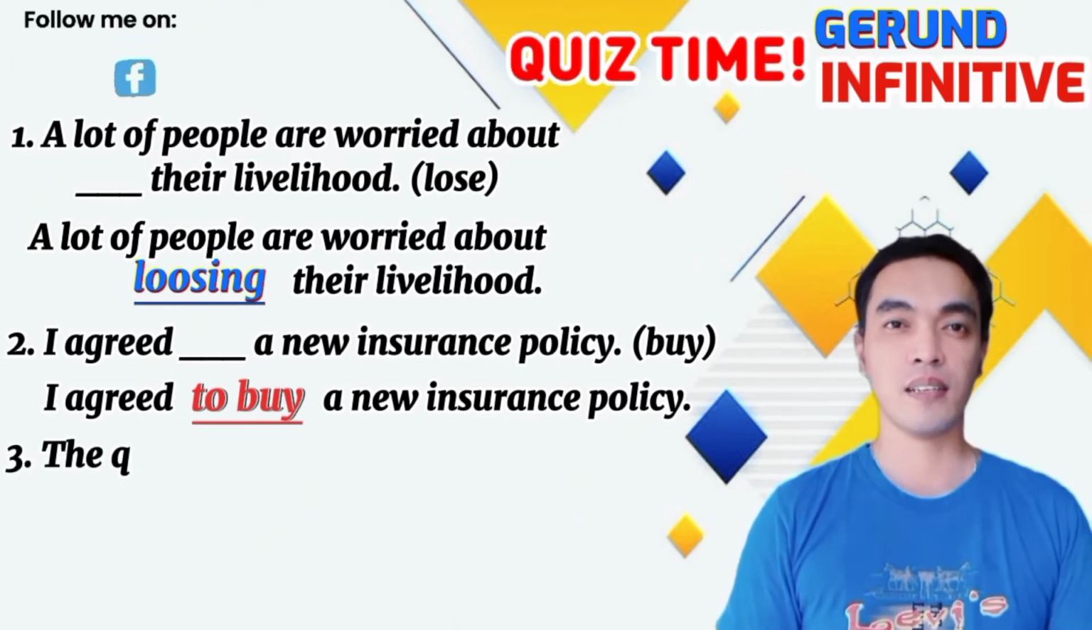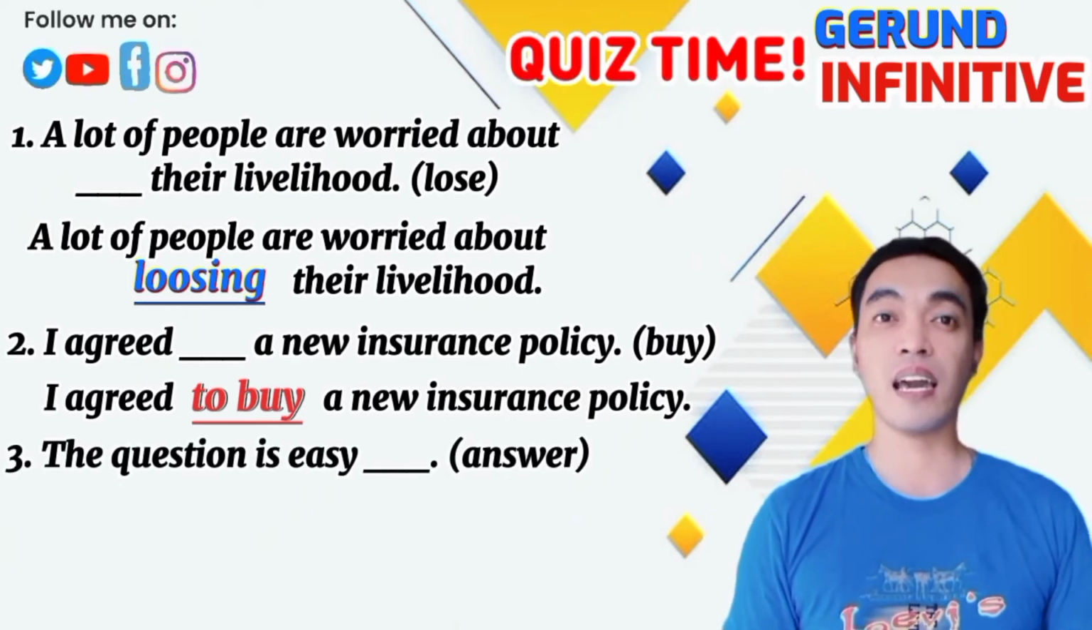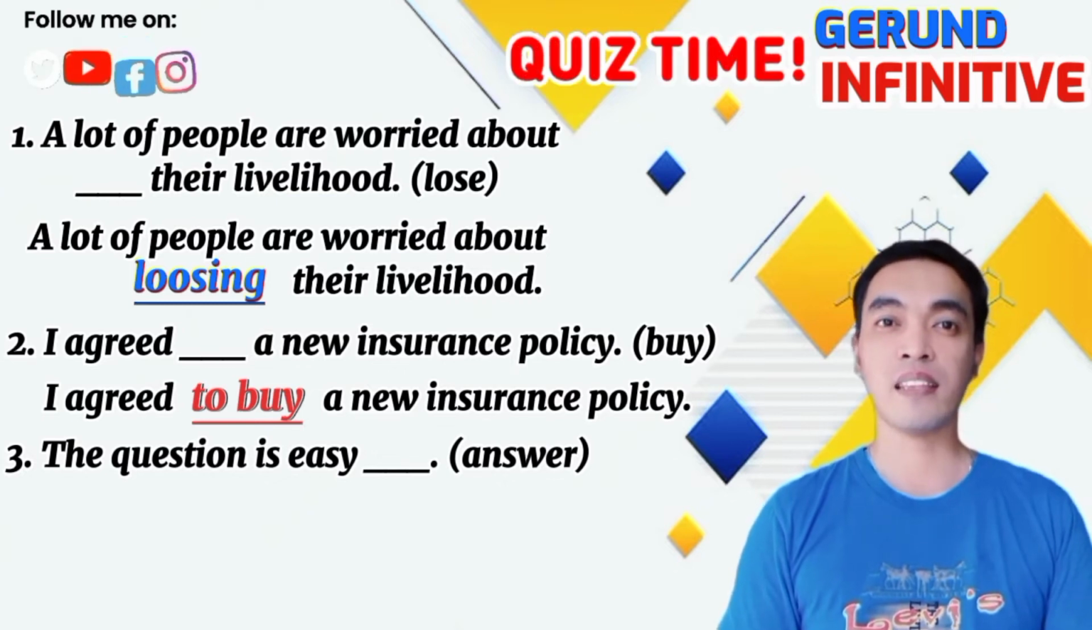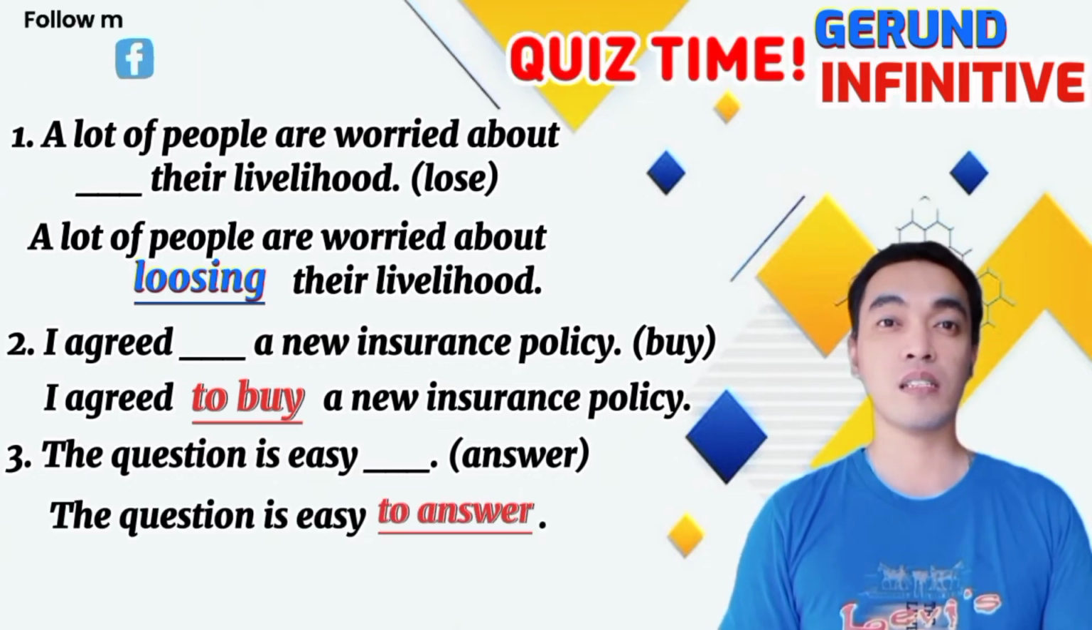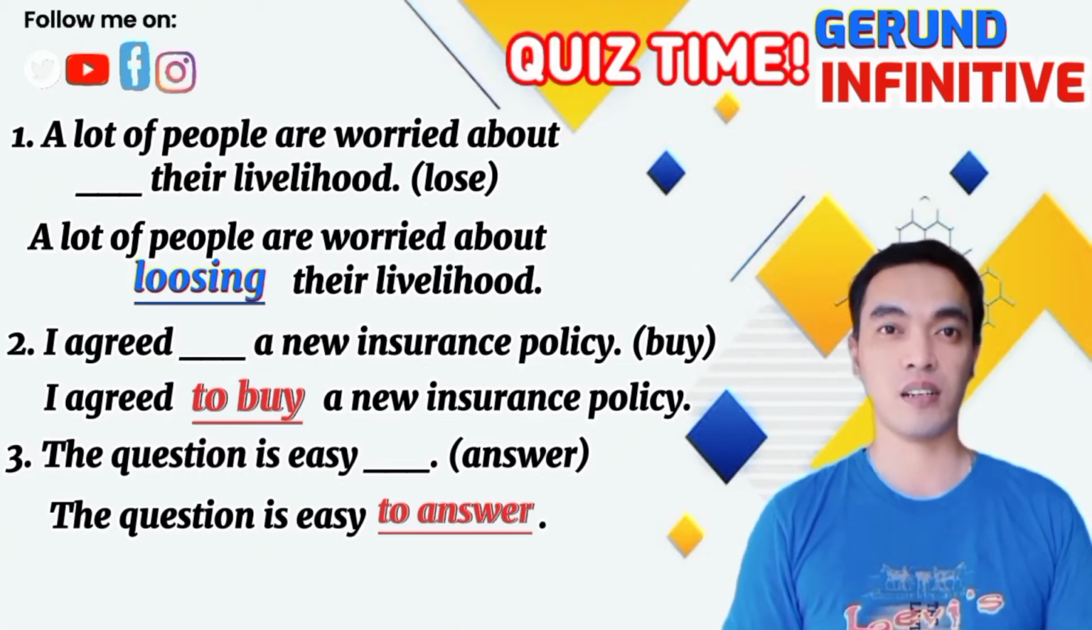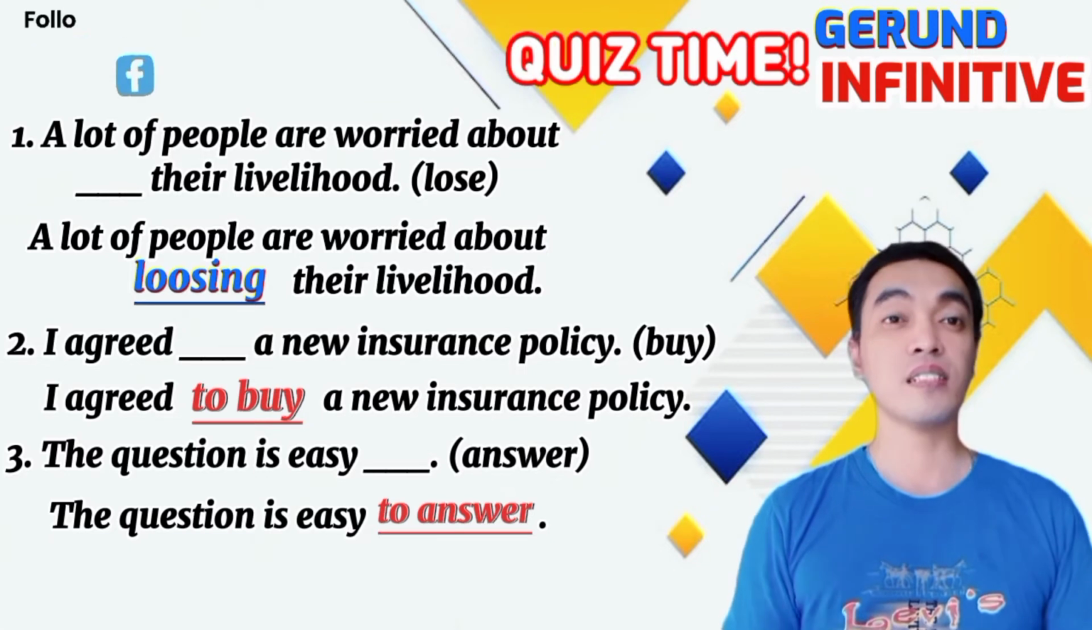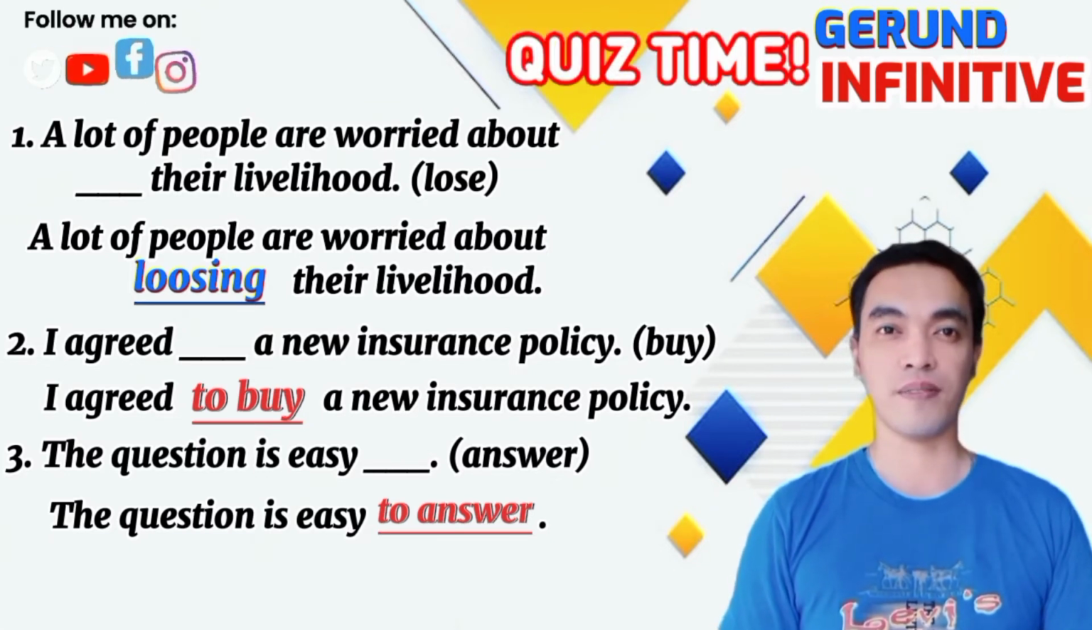Number 3. The question is easy. And the verb we are going to use is answer. The solution is: the question is easy to answer. An adjective takes an infinitive.